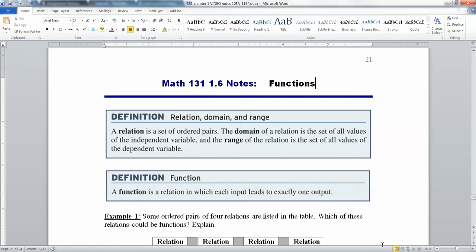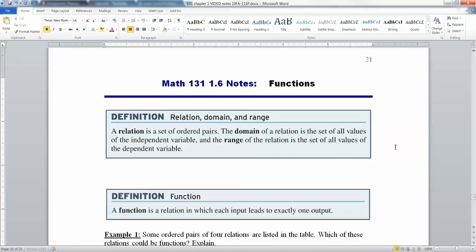The domain of the relation is the set of all the values of the independent variable, like the x. And the range of the relation is the set of all the values of the dependent variable, i.e. your y. In other words, domain is every possible x and range is every possible y. Maybe I should make a note of that.